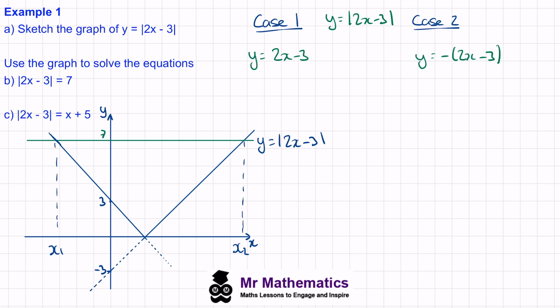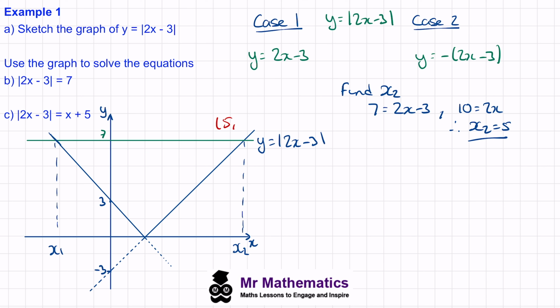So if we go back to our two cases, in case 1, 2x minus 3 is this line, so we can use this equation to solve this intercept. So to find x2, y, which is 7, will be equal to 2x minus 3. So we're finding this value of x here. We can add 3 to both sides, so 10 will equal 2x. So therefore, x2 will equal 5.